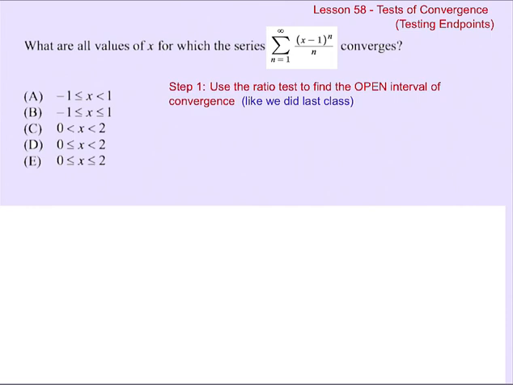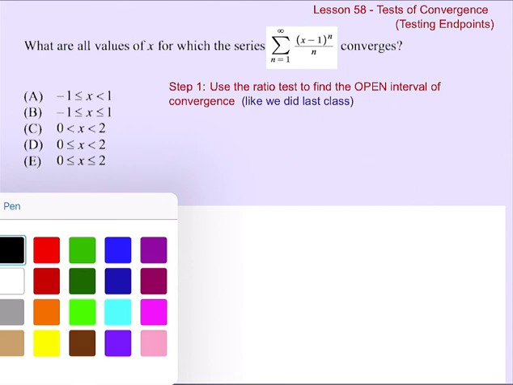In our last lesson, we learned about finding the open interval of convergence using the ratio test. In this lesson, we're going to fill in some of the details that we kind of glossed over. But let's set the stage by repeating what we did last class. We want to find all the values of x for which this series, x minus 1 to the nth over n, converges.